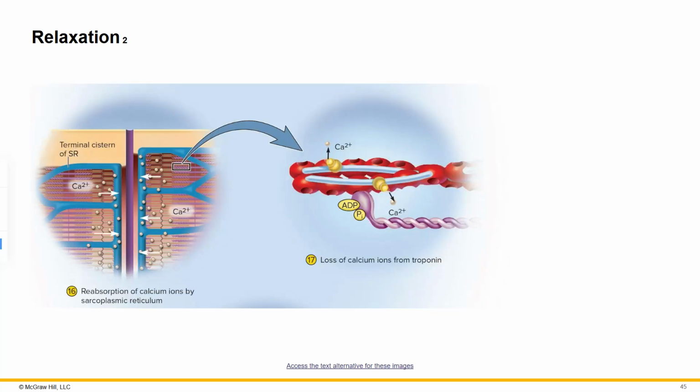Then we're going to have the calcium actively reabsorbed by the sarcoplasmic reticulum. When calcium leaves, then tropomyosin blocks those actin binding sites, or the myosin binding sites on actin.